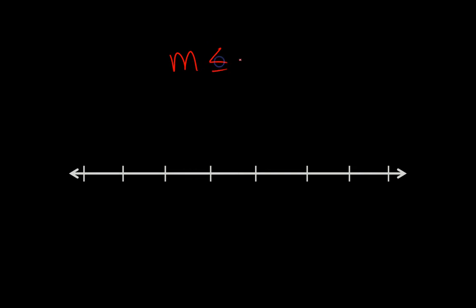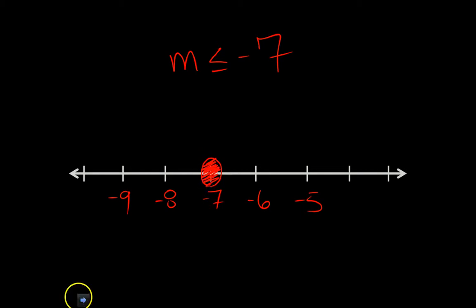M is less than or equal to negative 7. So I have negative 7, negative 6, negative 5, negative 8, negative 9. I have a line. It can't equal negative 7, so I'm going to close my circle. And then I'm going to shade to the left with a less than.